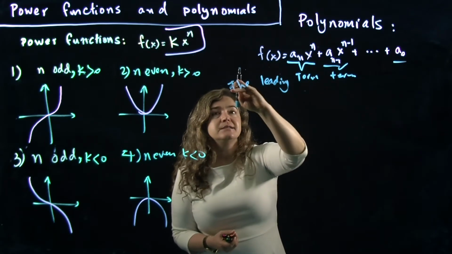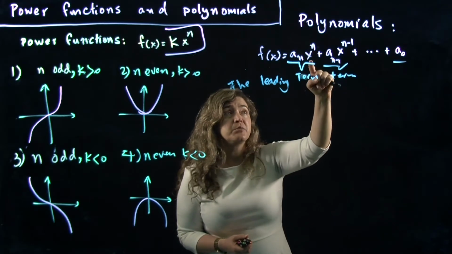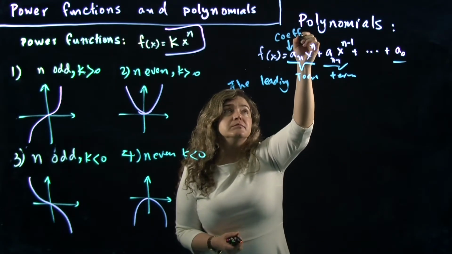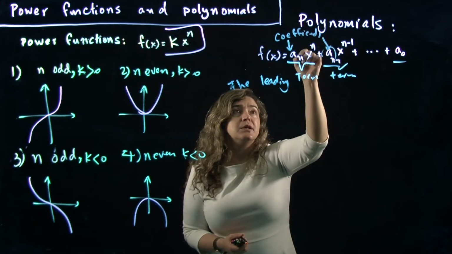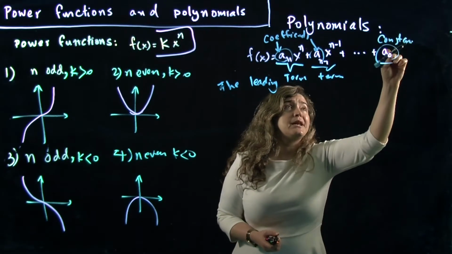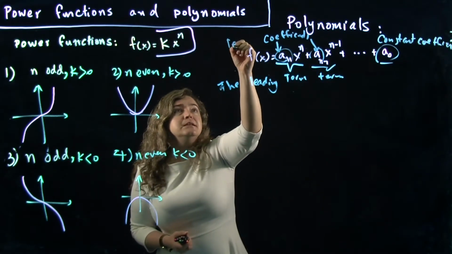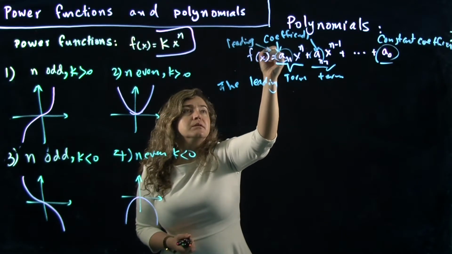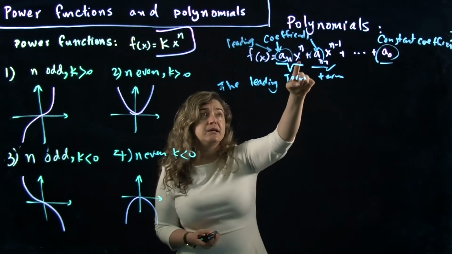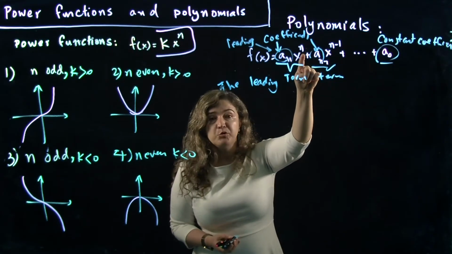And all these constants multiplying x to the power are called coefficients. That one is the constant coefficient, the last one without an x. This one is the leading coefficient. And then the degree of the polynomial is the highest power of x in the polynomial. And here it would be n.